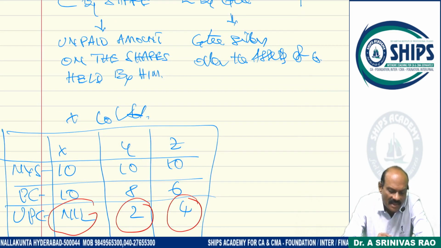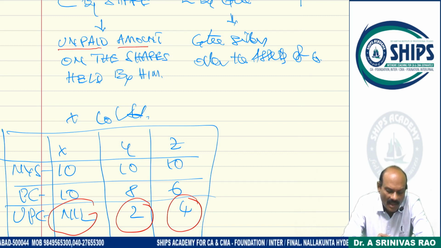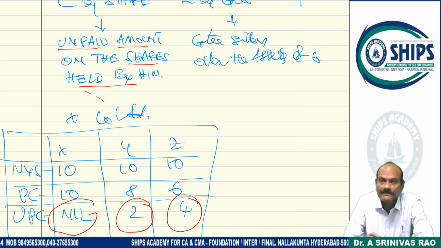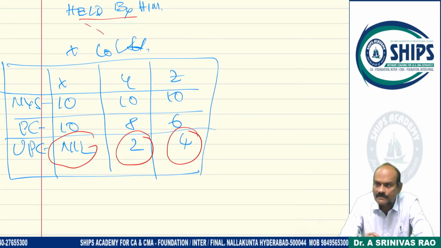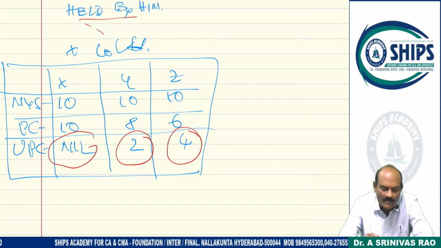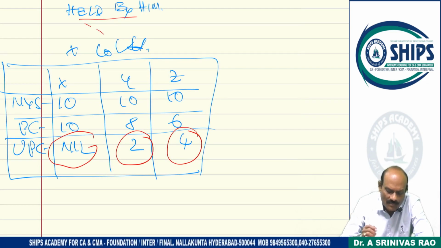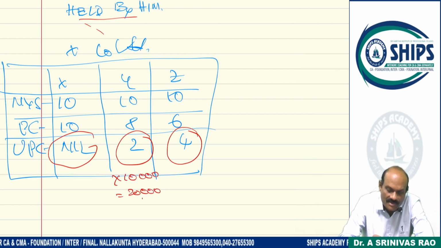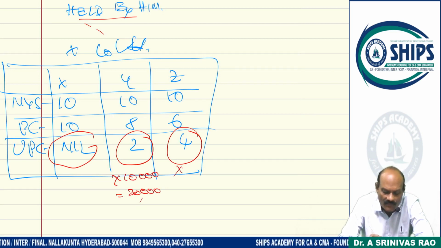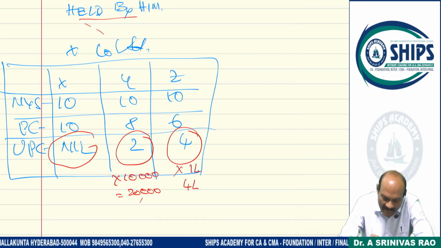The shareholder's liability is limited to the extent of the unpaid amount on the shares held by him. What is the unpaid value of Mr. X? 0. Liability also 0. Mr. Y, unpaid value 2. How many shares was he holding? 10,000 shares, which means we have to pay 2 into 10,000, that is 20,000 rupees. Mr. Z, what is the unpaid value? 4 rupees. 4 into how many shares? 1 lakh shares. 4 lakh rupees we have to pay.